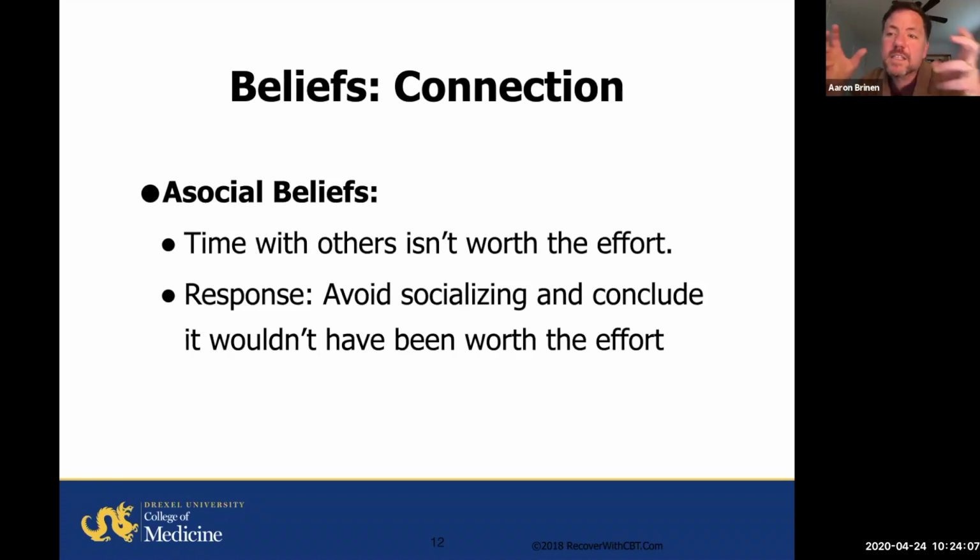That gets us to the beliefs around connection, right? This is the sort of social disinterest beliefs, right? Time with others isn't worth the effort. So what individuals do is they avoid socializing.